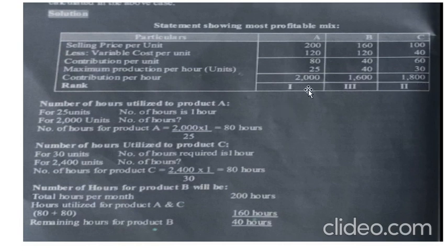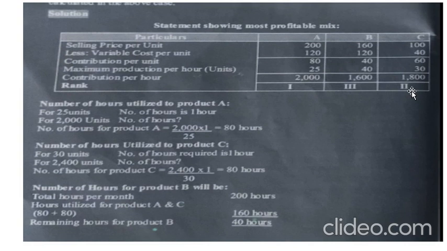So this is the contribution for 1 hour. For 1 hour, A earns 2000, B earns 1600, and C earns 1800. So based on this we will rank it. As the ranking for A is more, as it produces 2000 units, and next is C as it produces 1800. So C stands in the second place, and next is B where it stands in the third place.